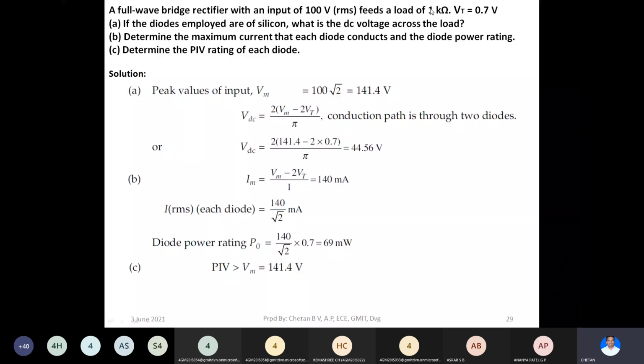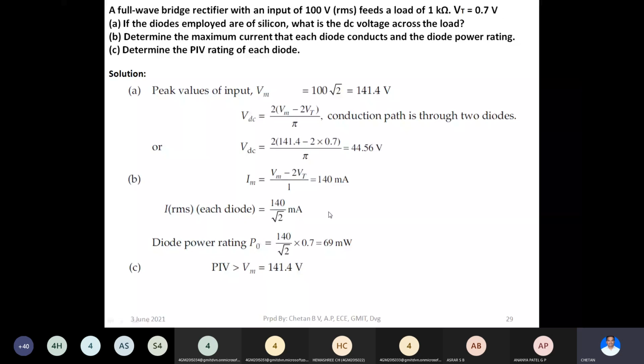1K here, right? So if you take this 10 raised to plus 3 in the numerator, it becomes 10 raised to minus 3. That is accommodated as milli here. The remaining 140 you will get by doing simplification of this, right? Then afterwards, the RMS value, right?